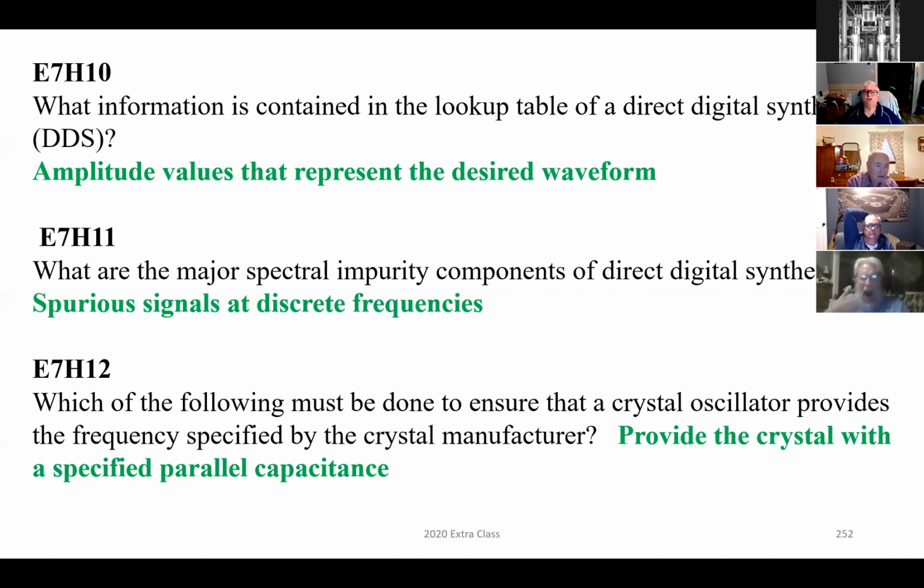Okay, what is the major spectral impurity component of a direct digital synthesizer? That would be spurious signals at discrete frequencies. Okay, which of the following must be done to ensure that a crystal oscillator provides the frequency specified by the crystal manufacturer? Provide the crystal with a specified parallel capacitance.